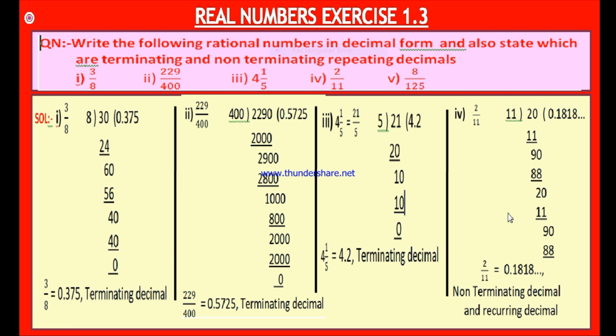Therefore, 2 by 11 is equal to 0.181818 and so on. It is non-terminating. It did not get a remainder of 0. Therefore, 2 by 11 is a non-terminating decimal. At the same time, if you look at this decimal part, 1818, this 18 is repeating. Therefore, it is a recurring decimal also. 2 by 11 is a non-terminating and recurring decimal.